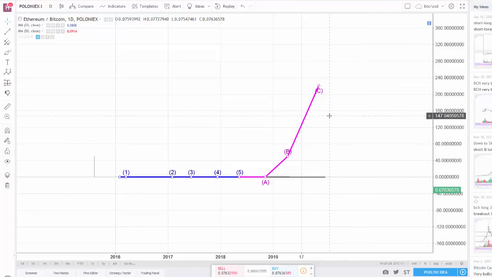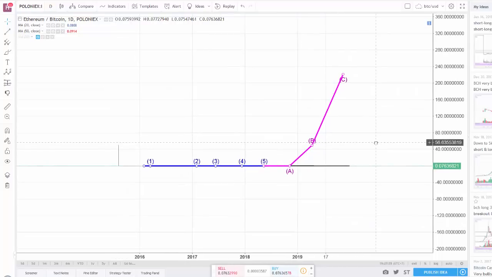And this is going to happen by the end of 2019. So from the middle of 2018, more or less, we're going to start this correction, the ABC correction here. And the correction is going to end more or less by the end of 2019. And it's going to end here at around 220 Bitcoin per Ethereum. So this is my projection, guys.